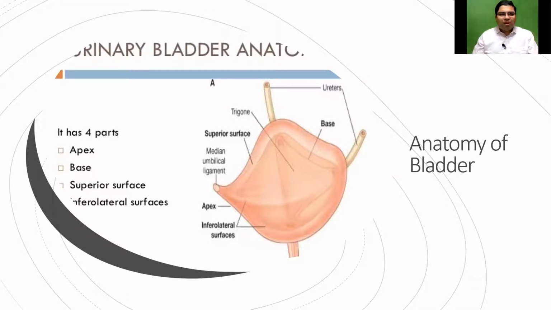So as we all know, the urinary bladder has four parts. Basically, the base of the bladder, which contains the trigone. The trigone is the triangular area in between the two ureteric orifices, and also the bladder neck. Also, there is a dome, the superior surface, the inferolateral surface, and also the apex.